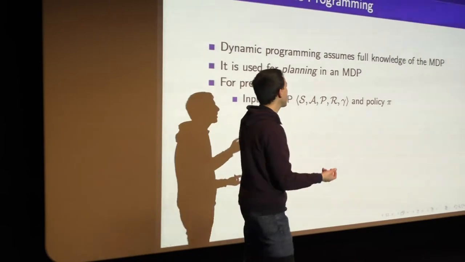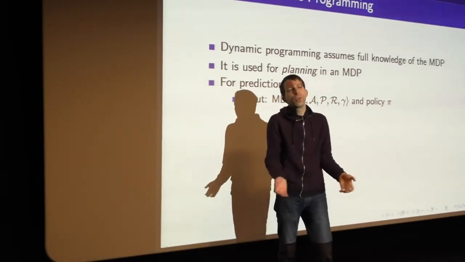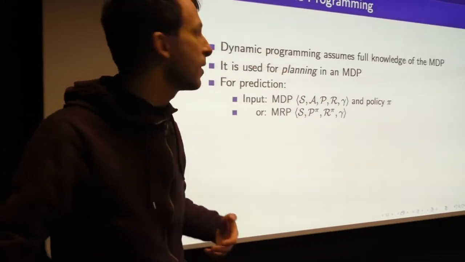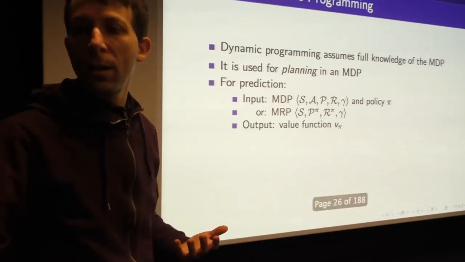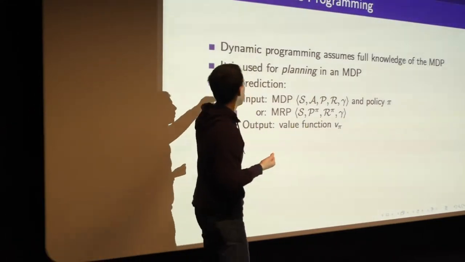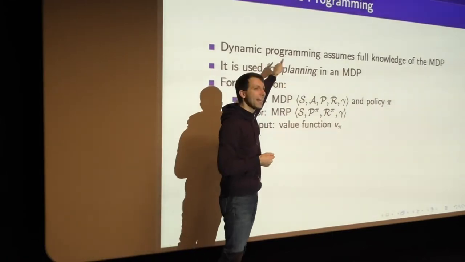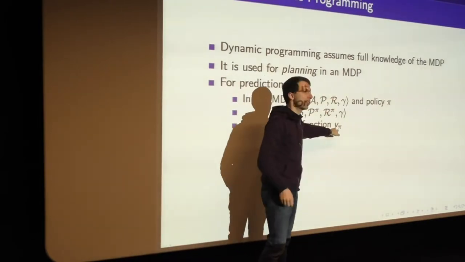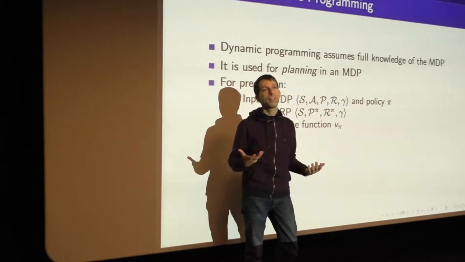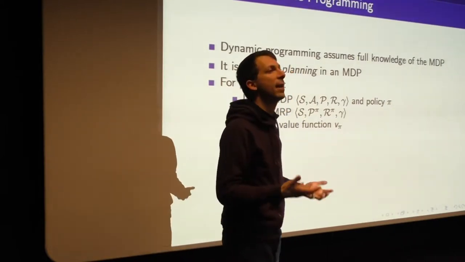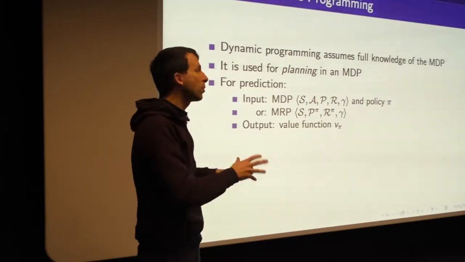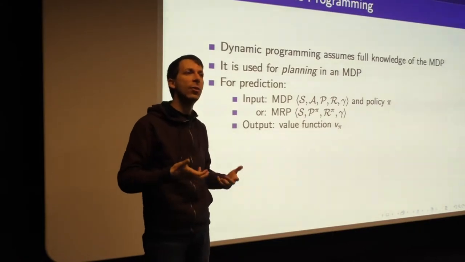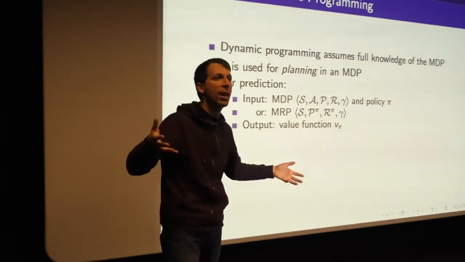Someone tells us the MDP, but they also give us a policy. They say, for example, if you're going to wander around randomly in this world, then what I want to know is how much reward will you get in that world? And this could also be a Markov reward process. What we're asking for is some black box, this planning thing, which you give the MDP and a policy, and it tells you a value function. The output of the planner is a value function. The value function tells you how much reward you're going to get from any state in this MDP. That's what we want to do for the prediction case. That's the first form of planning that we might consider. This is policy evaluation, figuring out how good a policy is. How much reward are we going to get when we wander around in this world?